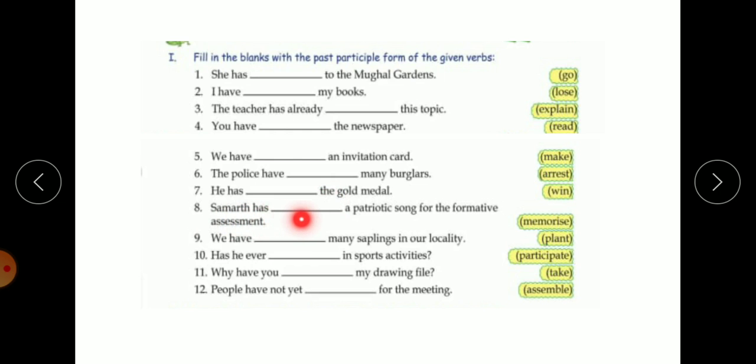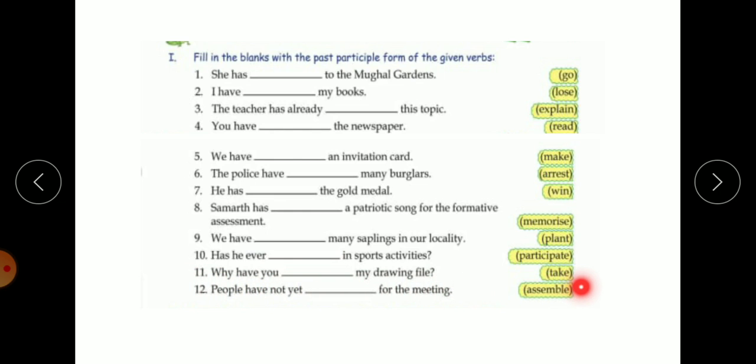Samarth has dashed a patriotic song for the formative assessment. Memorize. Memorized. You will be putting ed. We have dashed many saplings in our locality. Plant. Planted. Has he ever dashed in sports activities? Participate. Participated. Why have you dashed my drawing file?